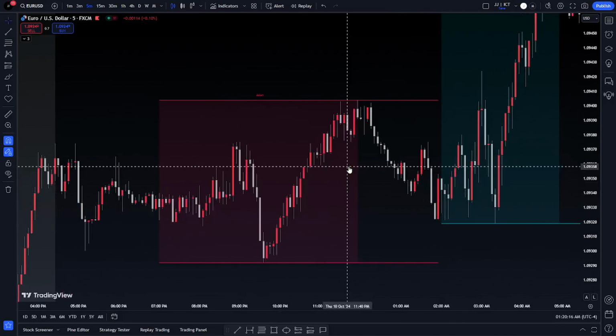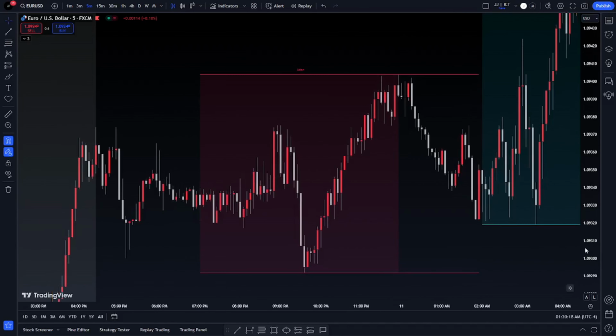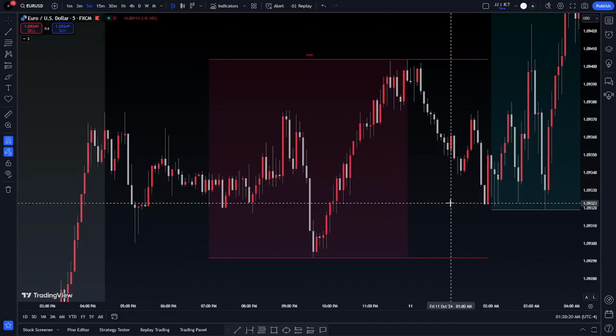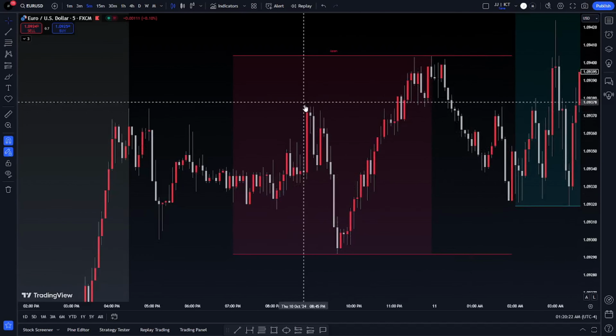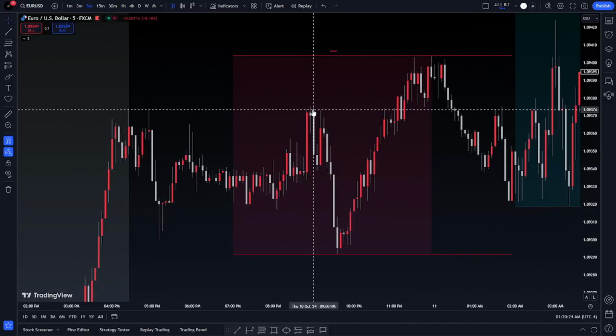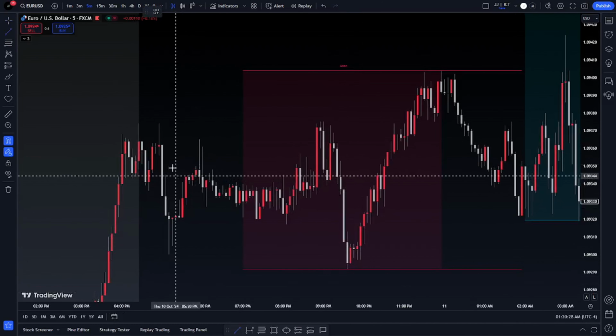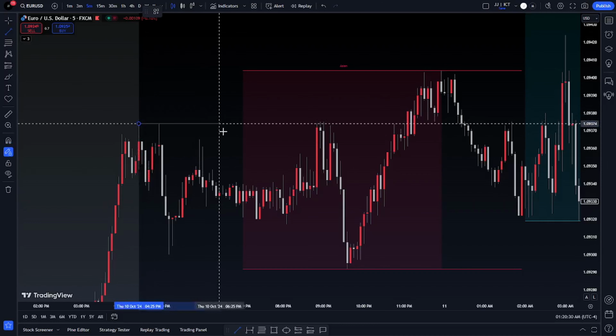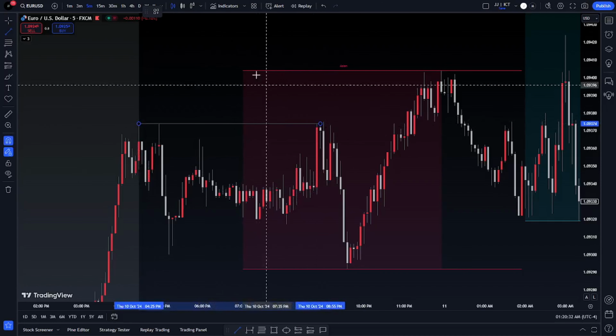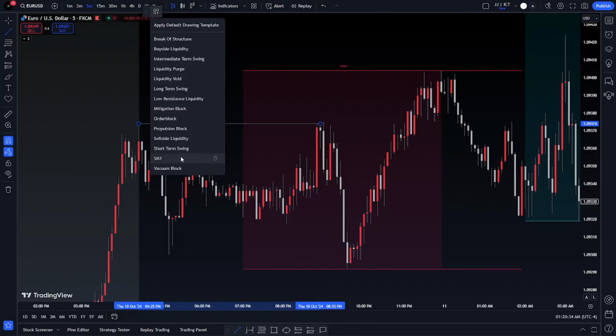So let's just go on and look at what happened during the Asian session. Looking here, we have one run higher and then one run lower. If we look, we have a run above where? Buy side liquidity right here. So this would be your liquidity purge.